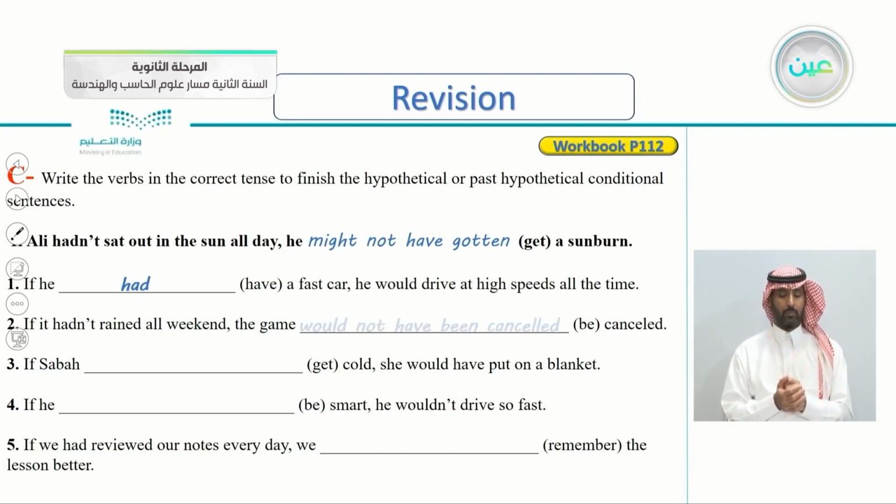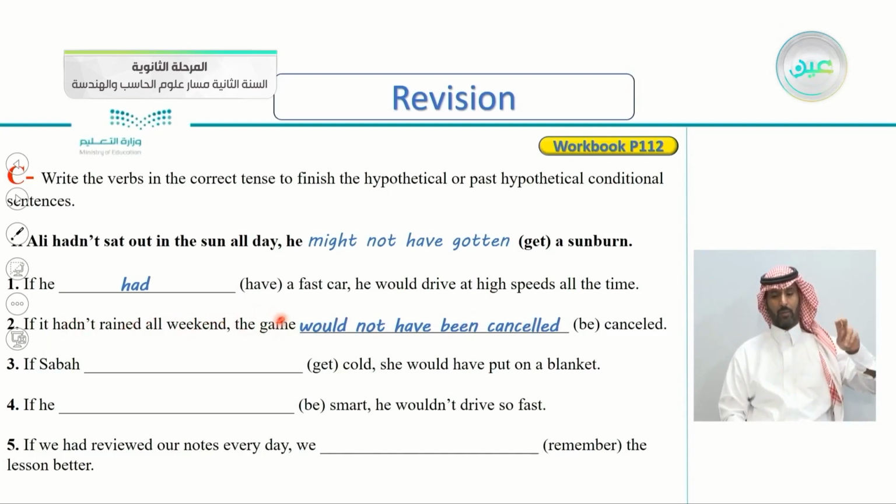Let's check the answer now. The game would not have been cancelled. So again, if it hadn't rained all weekend, the game would not, it means I'm 100% sure, the game would not have been cancelled.